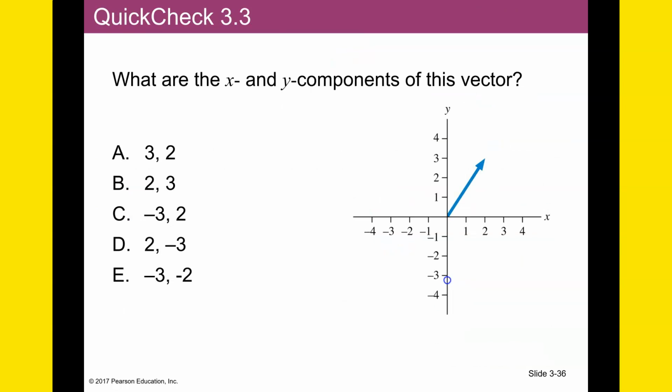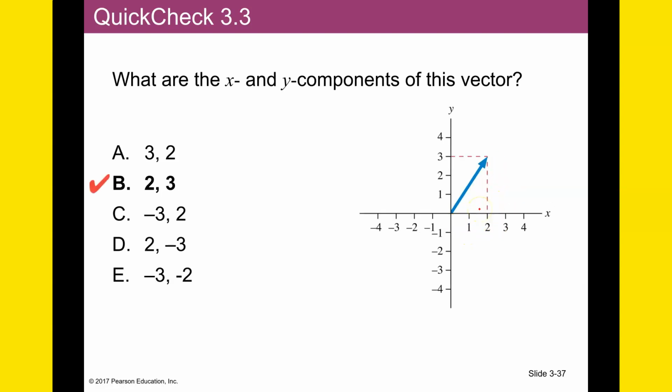All right, quick check. What are the x and y components of this vector? All right, go ahead and figure that out for yourself. All right, hopefully you paused it. The x component would be 2. The y component would be 3. All right, so choice B.